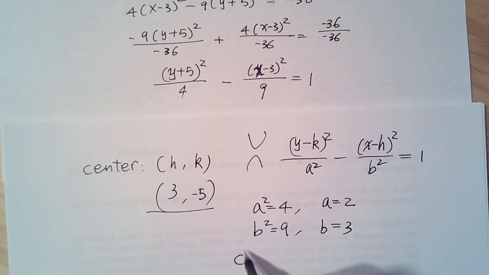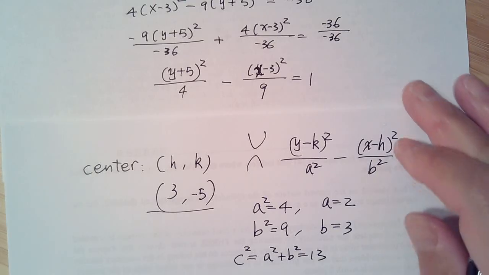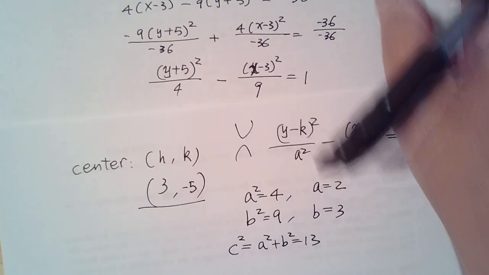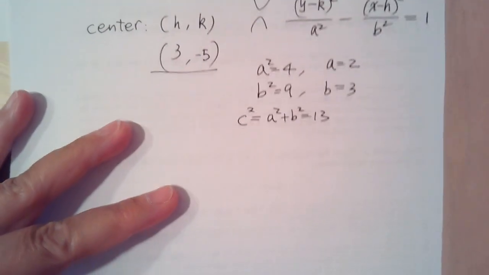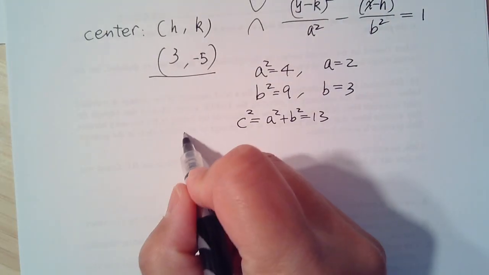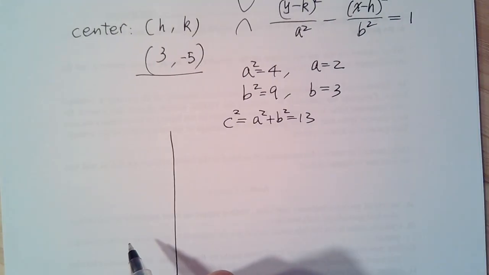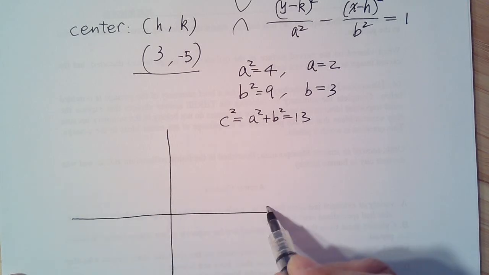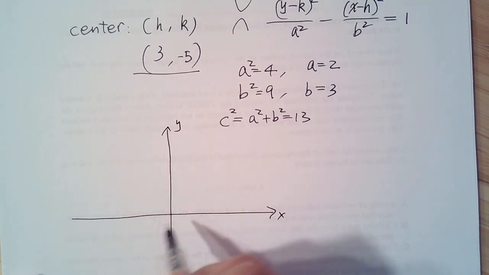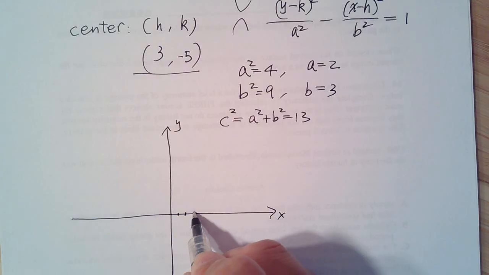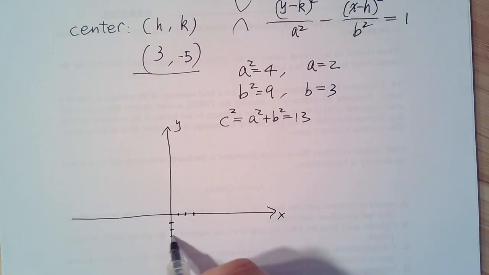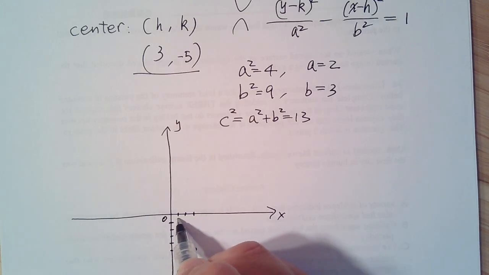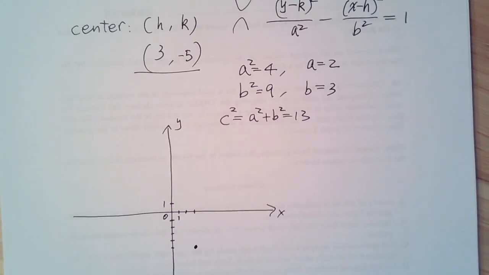You find c squared. C squared is the longest one, right? C squared is a squared plus b squared, which is 13. I don't know if I'm going to use it or not, but just write it. All right, ready? So I have this graph. X, Y, 1, 2, 3, 1, 2, 3, 4, 5. Here's the center. There's a 0, 1, and a 1. Let me just write it that way.